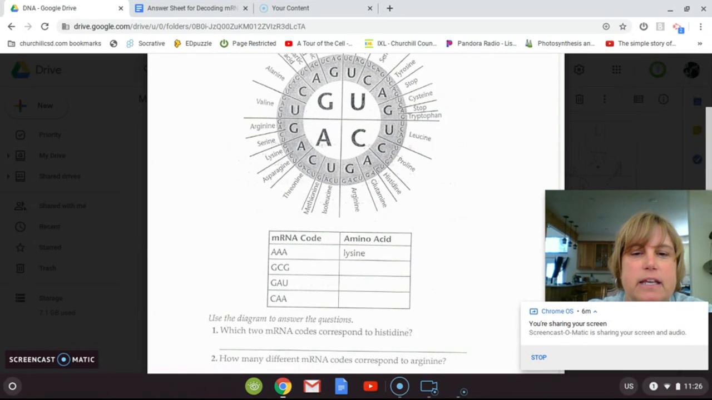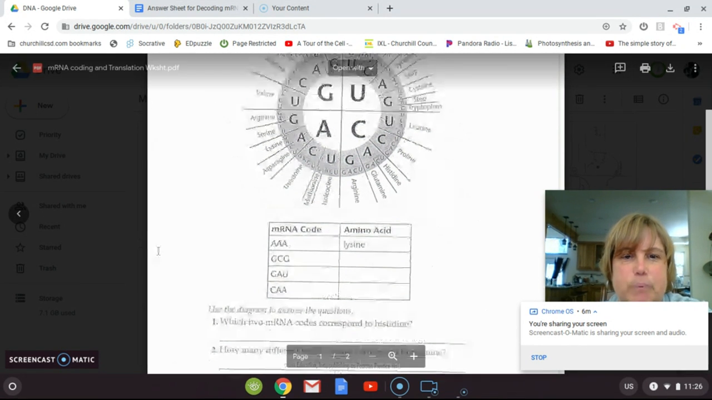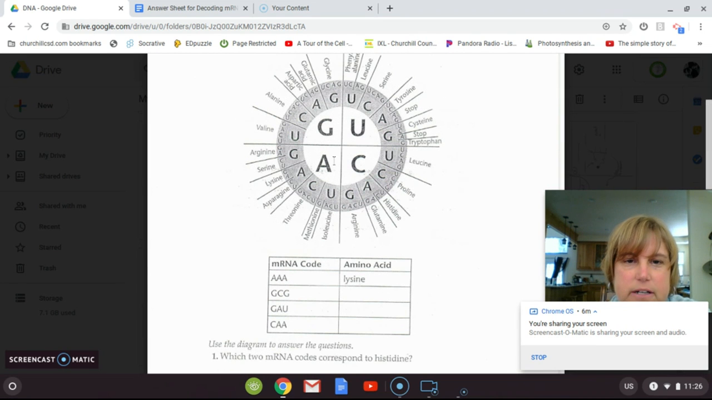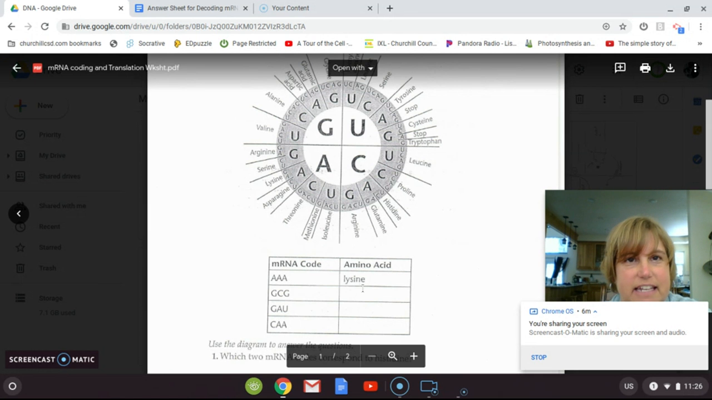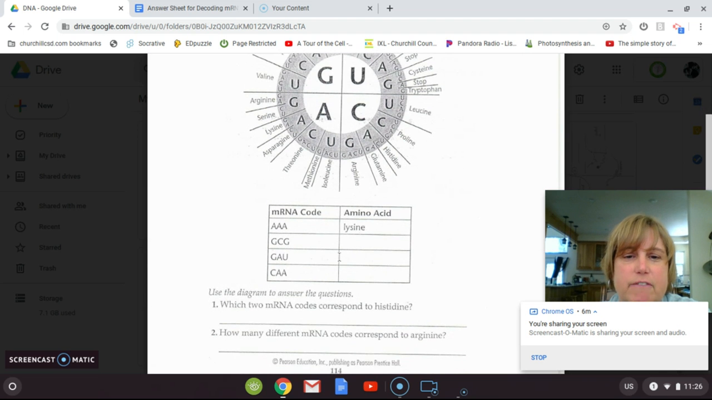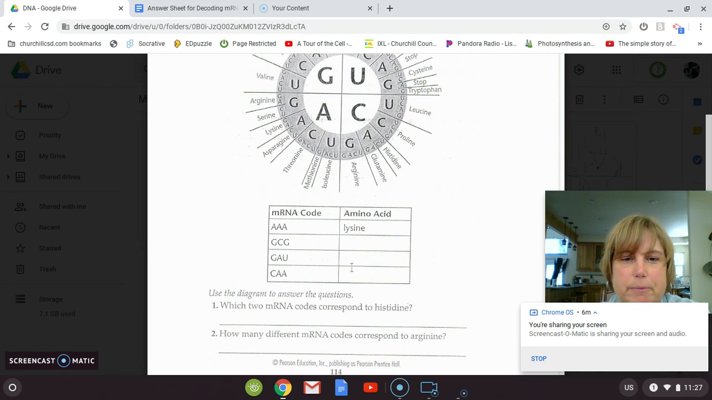So if you look here, they did AAA as an example, which if we look right here, A, my first letter, the big one, A, the medium-sized letter, my second one, and A, my third letter, the tiny one, goes with lysine. And they did that example for you. So on your answer sheet, you're going to have a few more than just what this table shows you. Not a ton, but a few more.